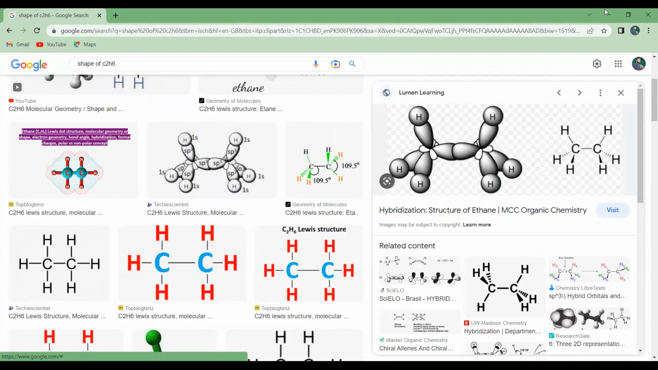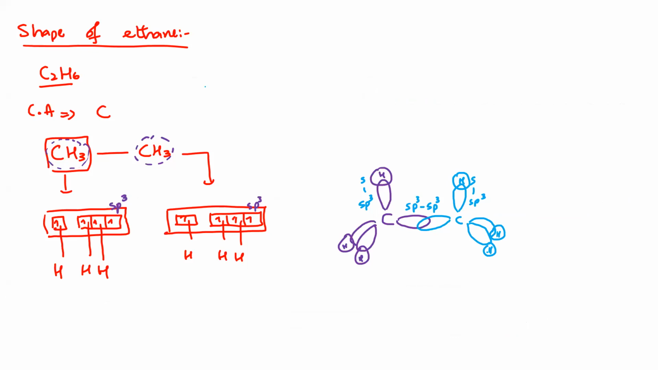Okay, so coming back to where were we? So that is ethene. Then we can have even sp2 hybridization. We can also have sp hybridization. So when do we have sp2 hybridization? When we have one double bond. And when do we have sp hybridization? When we have a triple bond.